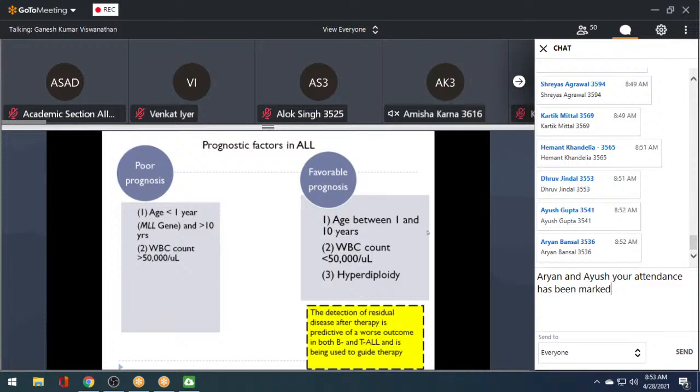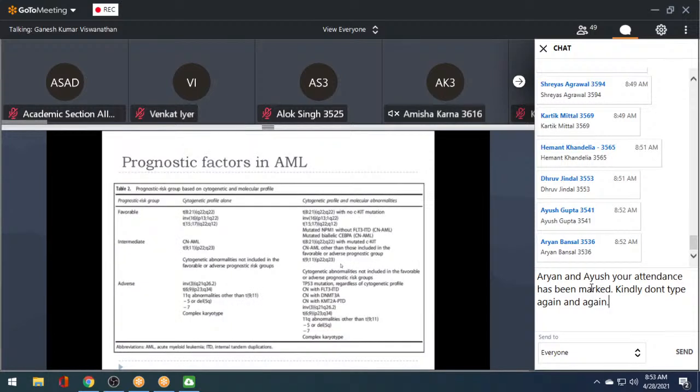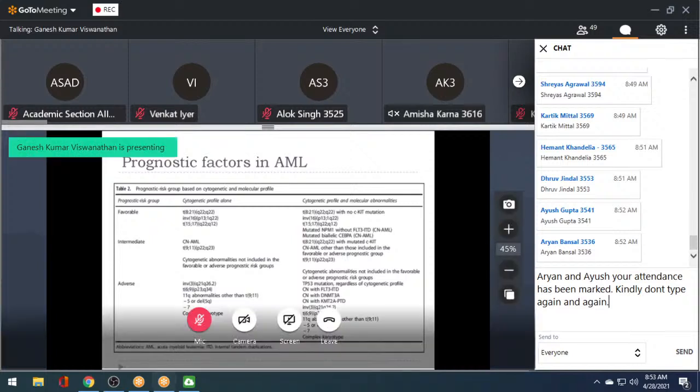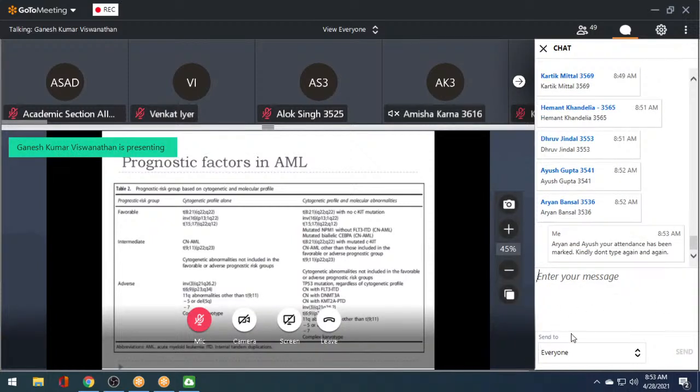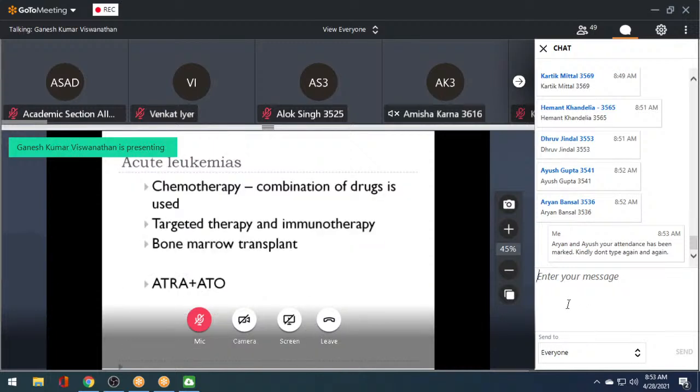Next is prognosis. So you'll have to tell whether the acute leukemias will behave very aggressively or will behave favorably. So what are the clinical characteristics? Poor prognosis is when the cancer occurs within less than 1 year or more than 10 years. Between 1 to 10 years, the prognosis is favorable. And when the WBC count is very high, that is more than 50,000, it is poor prognosis. When it is less than 50, it is good prognosis. There are other different characteristics in AML based on the cytogenetics. So that is why we do cytogenetics to understand these diseases.